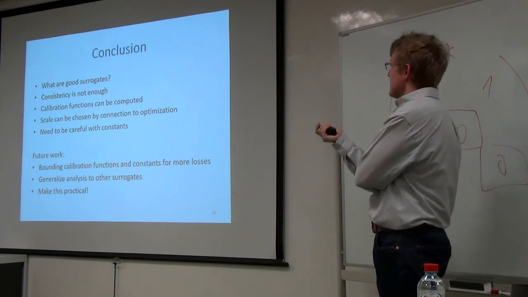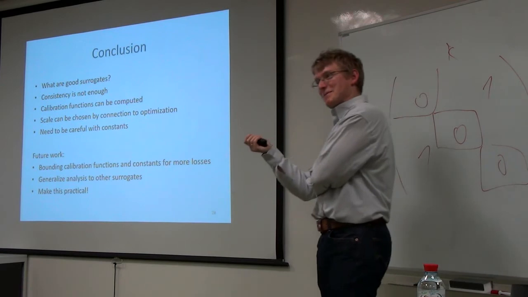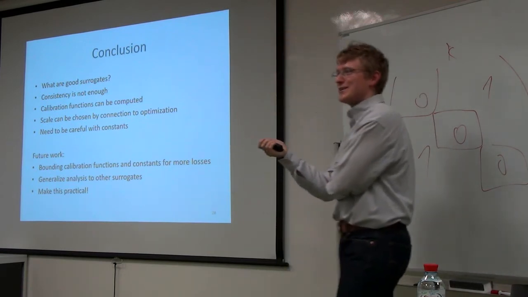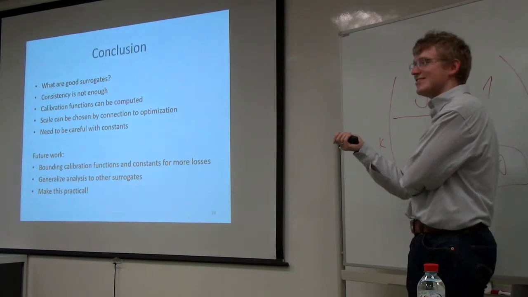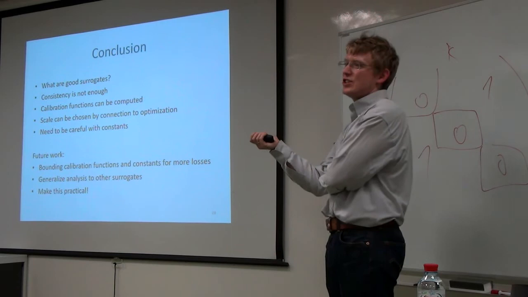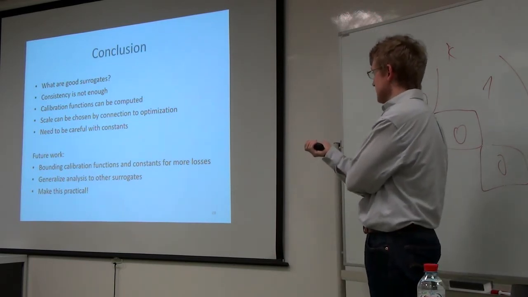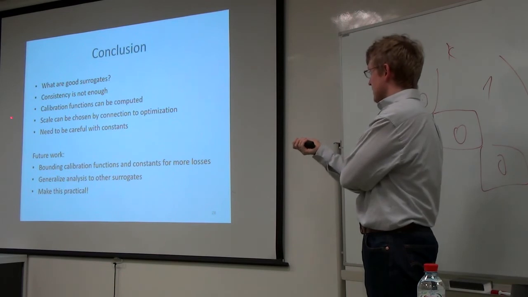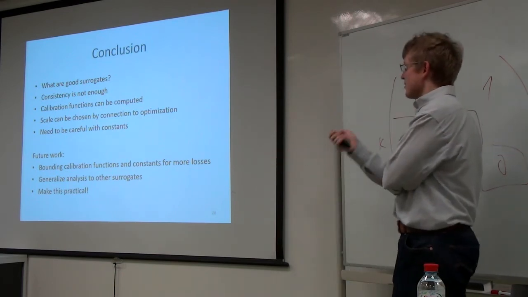Okay. So anyway, we've shown that calibration functions can be computed sometimes. So it's not hopeless to try to compute them. Maybe sometimes we can get even relatively general bounds. Well, not as general as we would want, but relatively general, and I think it's still interesting. And then we try to define the scale of the surrogate by connecting to the optimization.